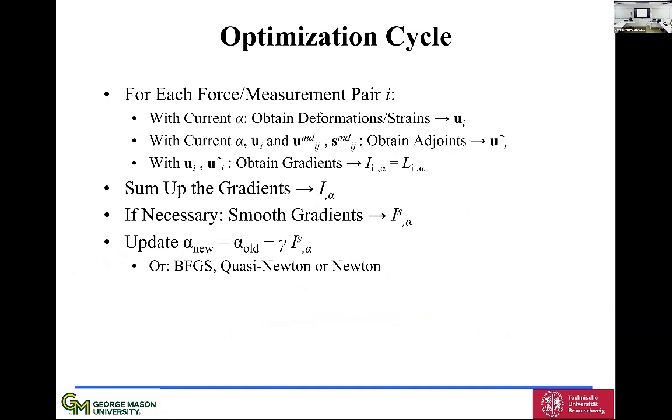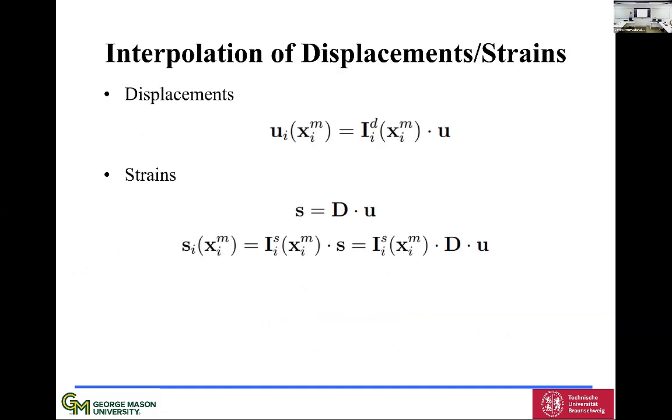So for each force or measurement pair with the current alpha, we compute the displacement field. With the current displacement field and the measured data, we obtain the adjoints. With the adjoints and the original displacements, we can obtain the gradients. And then we go into any optimizer, steepest descent, line search, whatever it is, and we compute the alphas. This is very basic.